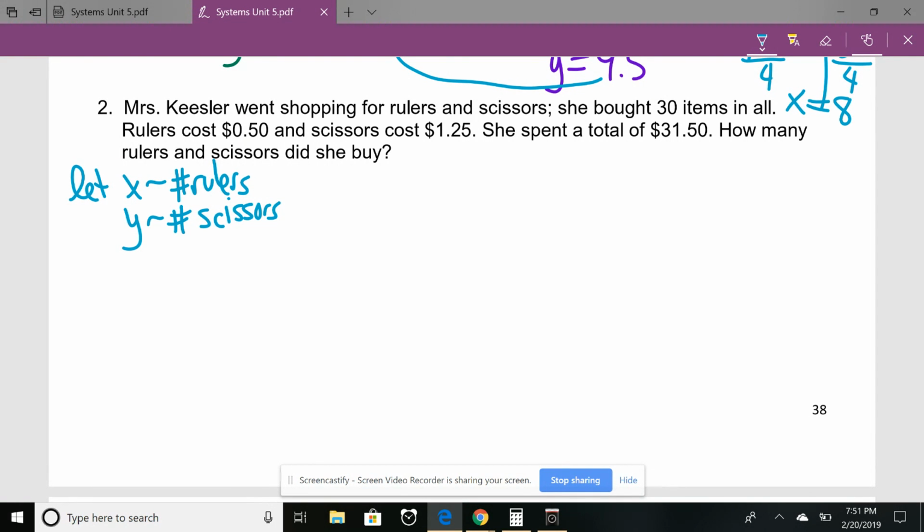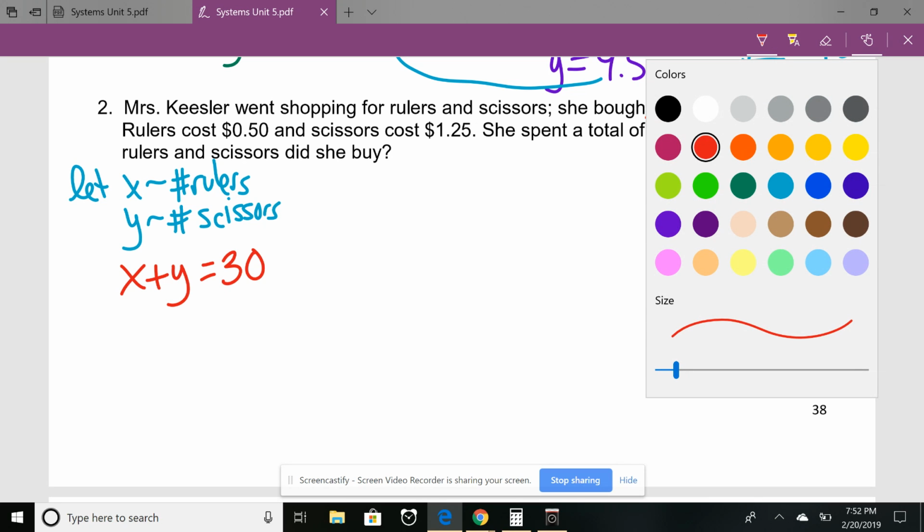Now, this one is a little different in coming up with the equation. We know she has 30 items in all. So to come up with an equation, that means when you take the number of rulers and the number of scissors and add them together, it's going to be 30. The number of rulers plus the number of scissors, those are the total number of items, is going to be 30. All right, so that's one of the equations.